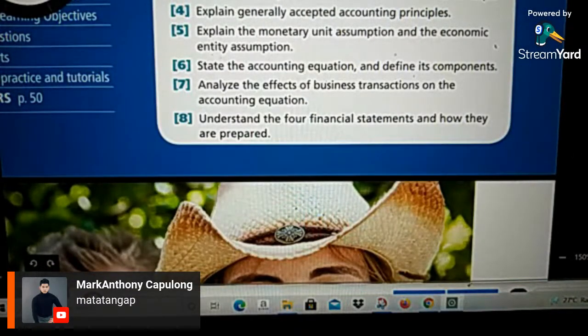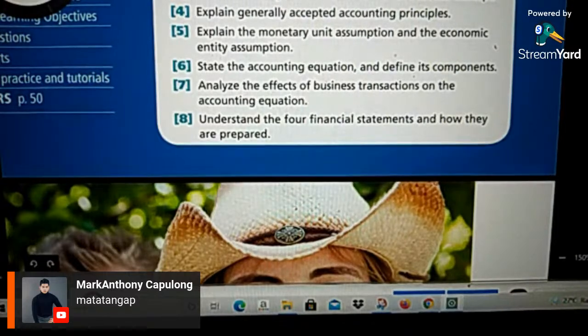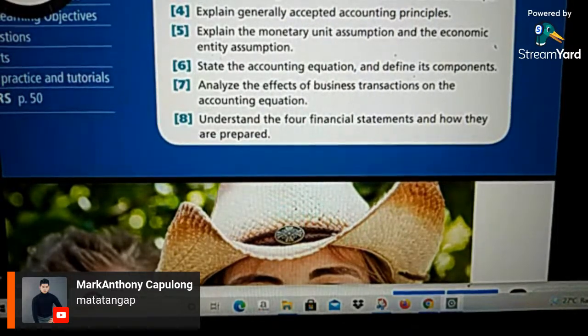So learning objectives. Explain what accounting is. What is accounting? Identify users and uses of accounting. Understand why ethics is a fundamental business concept. Ethics is a fundamental business concept. So business transactions should be ethical. So this is a new concept.